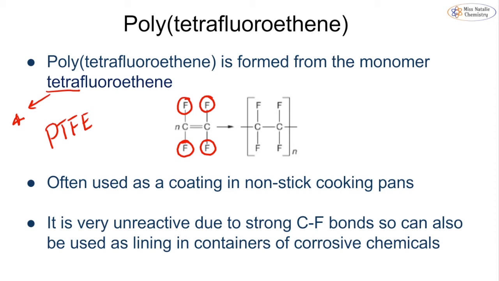And PTFE tends to be used as a coating in non-stick cooking pans, and it is very, very unreactive. And this is because it has very strong bonds between the carbon and the fluorine, so they're not broken very easily. So because it's very unreactive, we can actually use it to line containers of very corrosive chemicals because it's not going to react with them.